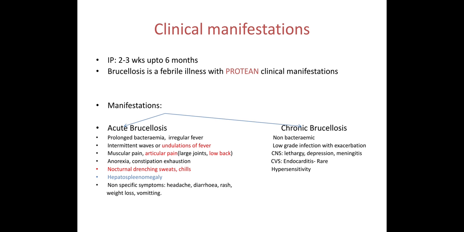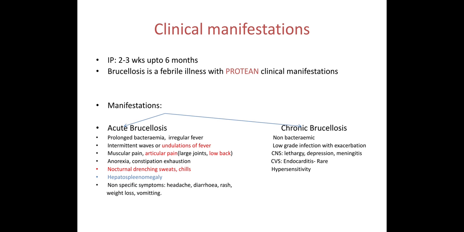Now coming to the presentation in human brucellosis. The incubation period varies from 2 to 3 weeks and may extend up to 6 months. Human brucellosis is a febrile illness with protean clinical manifestations. Protean means varied clinical manifestations. It is not exact; this symptom does not mean brucellosis. Varied clinical manifestations means similar symptoms can be produced by other diseases as well. So very vague clinical manifestations are produced by brucellosis.